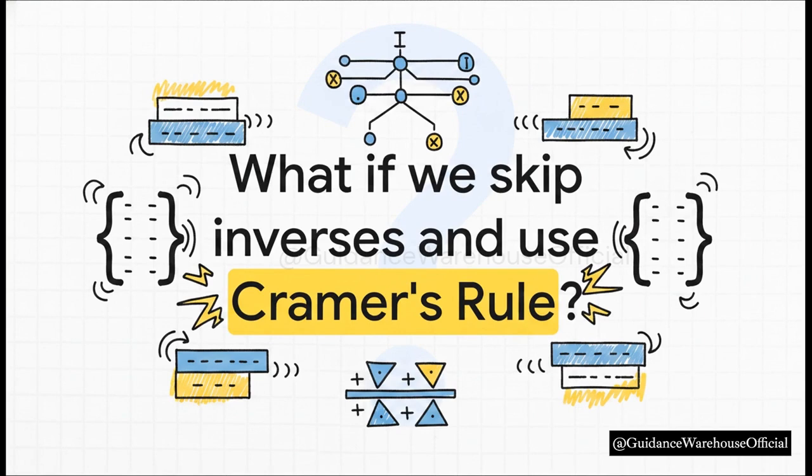But let me leave you with a bit of a provocative thought here. What if I told you there was a way to solve these massive systems of equations without ever having to calculate an inverse matrix at all? No way, right? Well, what happens when we skip inverses entirely and use something called Cramer's rule instead?